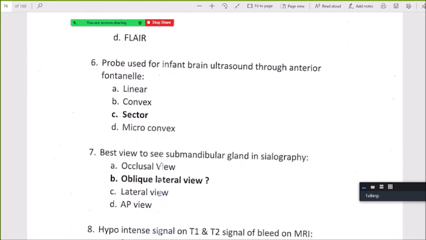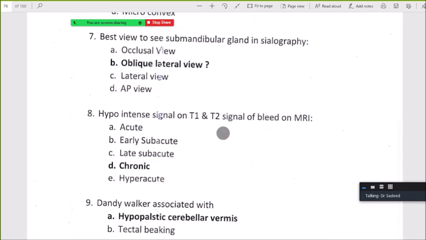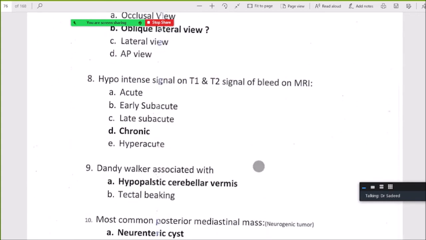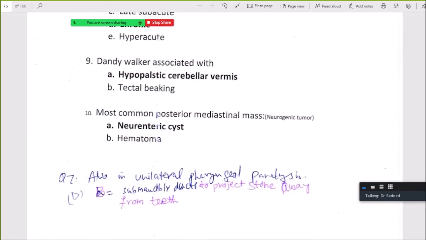6. Probe used for infant brain ultrasound through the anterior fontanelle, sector. 7. View to see submandibular gland sialography, oblique lateral view. 8. Hyperintense signal on T1, T2 signal of bleed on MRI, chronic. 9. Joint walking associated with hypoplastic cerebellar vermis. 10. Most common posterior mediastinal mass is neurogenic tumor or a neuroenteric cyst.